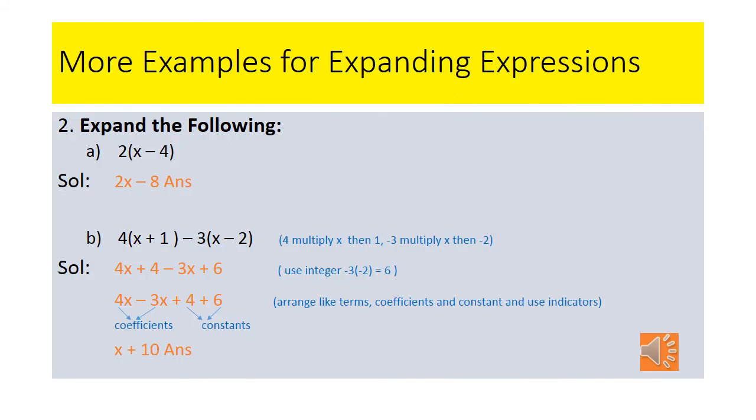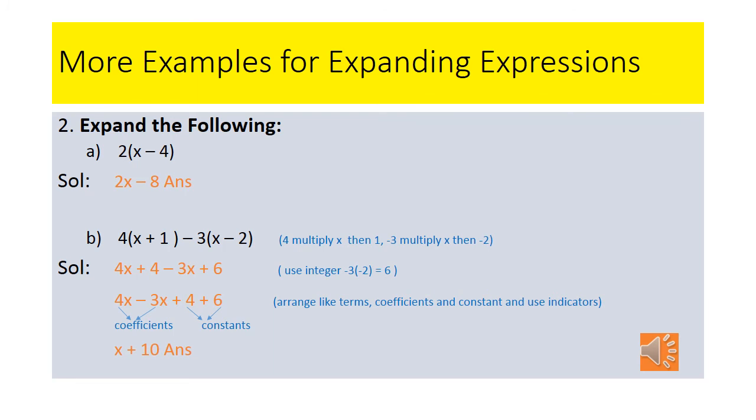Here we are expanding the expression by multiplying 2 with x and 2 with minus 4. So 2 times x is 2x, and 2 times minus 4: 2 times 4 is 8, and plus times minus is minus, so 2x minus 8 is the answer.